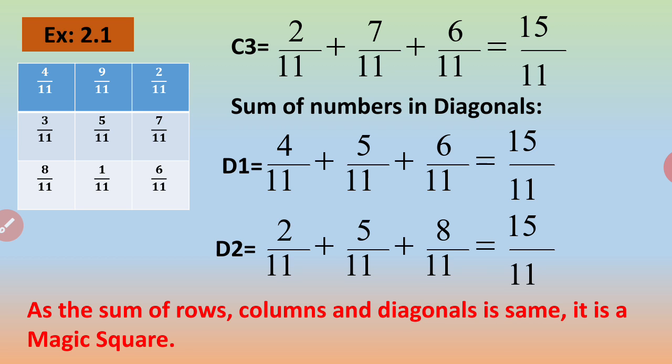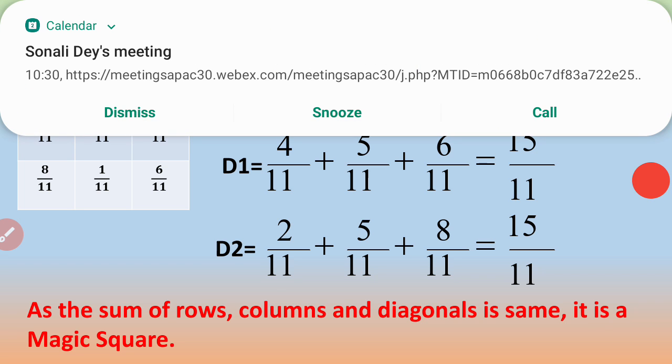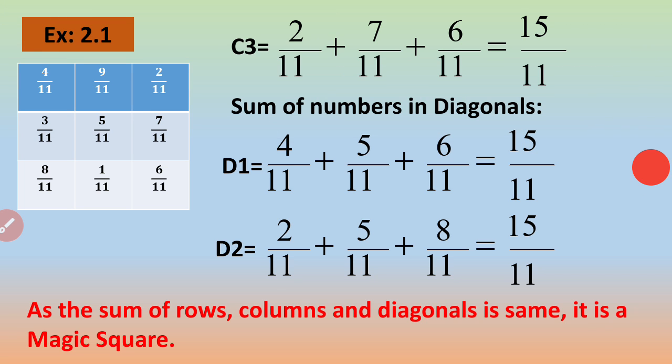That means all the sums are equal. Since all the sums are equal, we decide that this is a magic square.